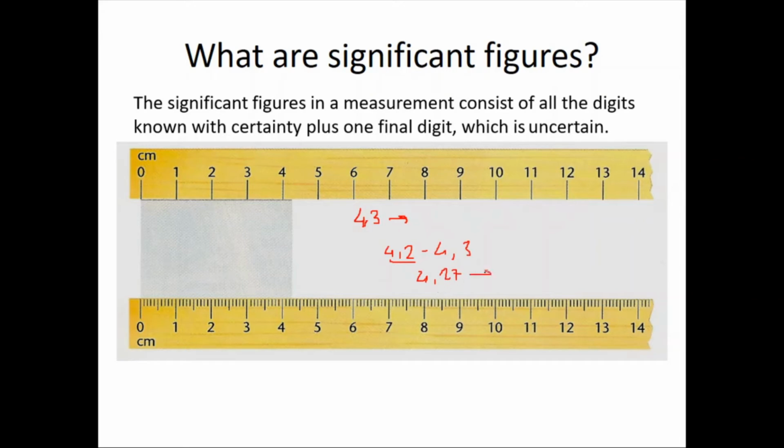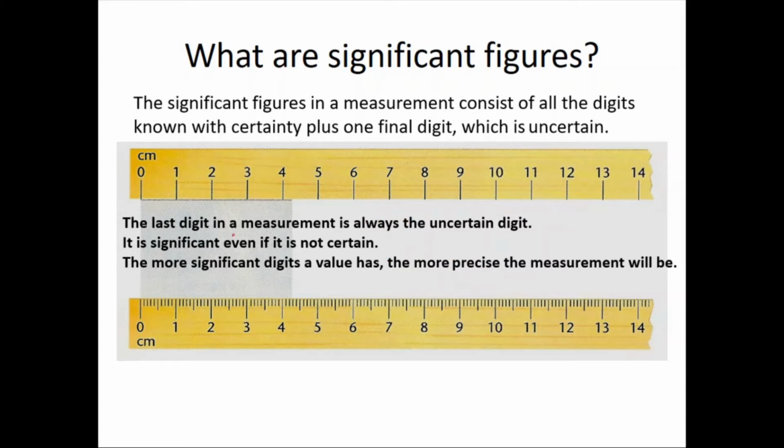So in this case, we have three significant figures, and 4 and 2 are exactly known. Why? Because it is 4.2, and it is more than that. We estimate the last digit to be 7. So here we have three significant figures. Two of them are known with certainty, and one of them is the uncertain digit.